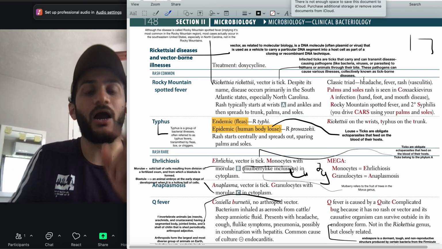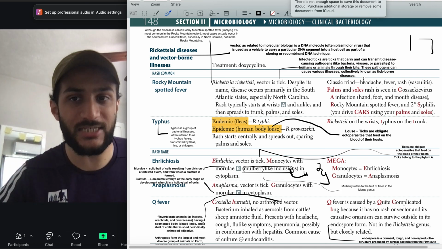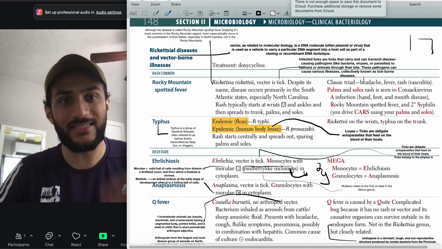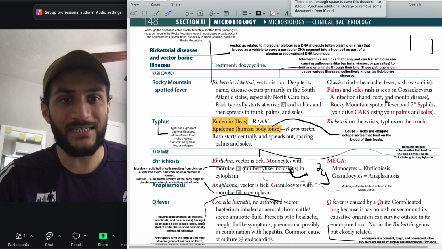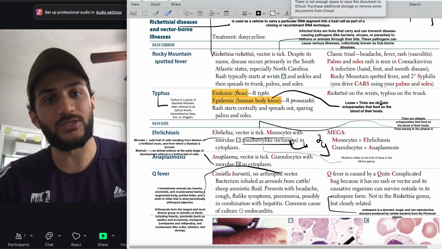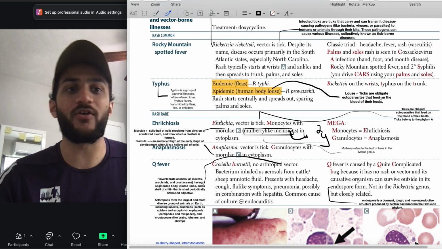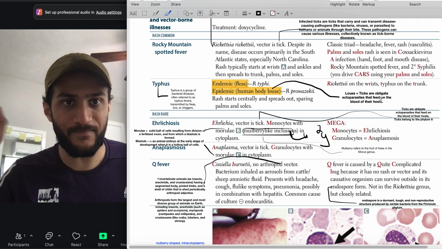All right, guys. One thing I forgot to mention. Rickettsia. The vector is a tick. What is a tick? Ticks are going to transmit diseases, usually pathogens like bacteria, viruses, or parasites, to humans or animals through their bites. These pathogens cause various illnesses, which are tick-borne diseases.